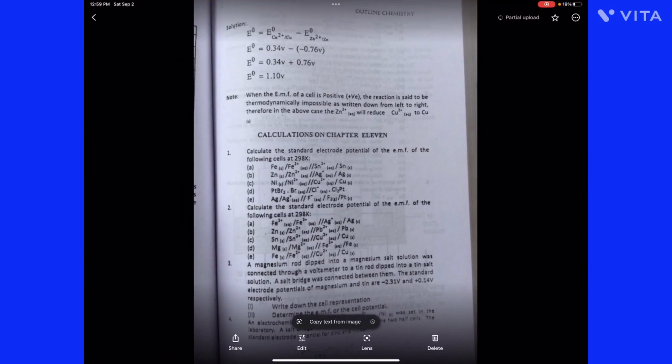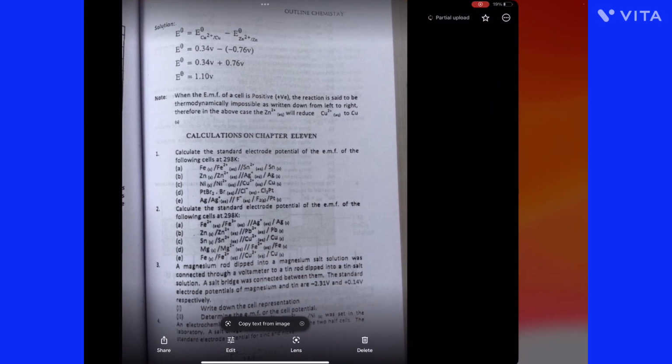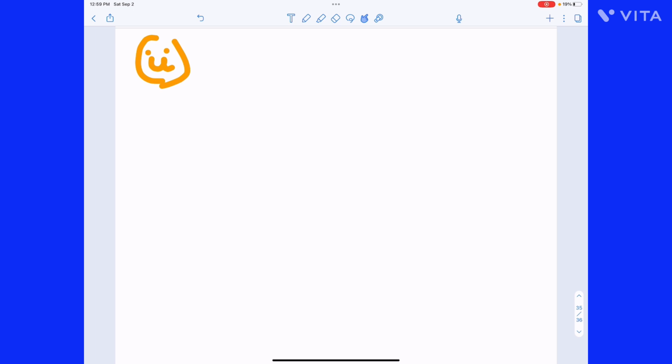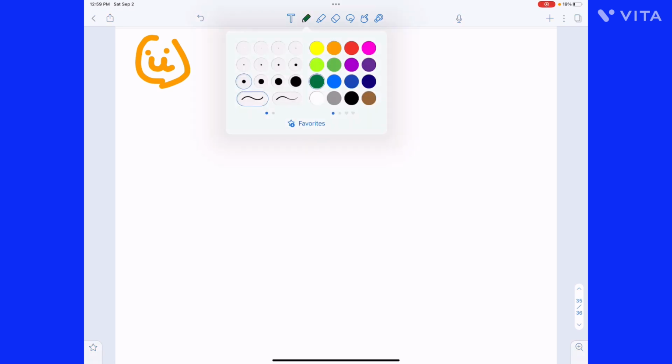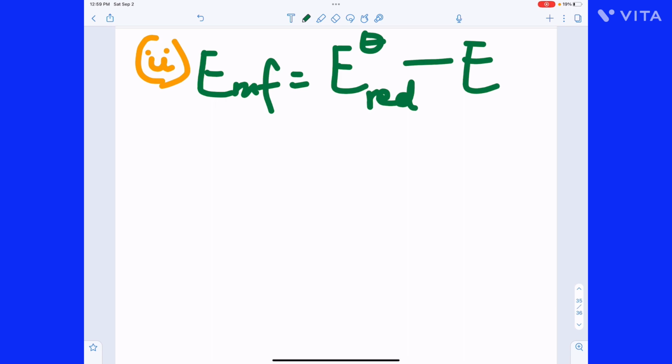Now, question 2 says that we should calculate, let me check again, it says determine the EMF or the cell potential. They mean the same thing. I think it was just a mistake in number 1, they were writing it twice. Let's go ahead and do that. How do you get the EMF of the cell? The EMF of the cell is the standard electrode potential of the reduction half cell minus the standard electrode potential of the what? Oxidation half cell.